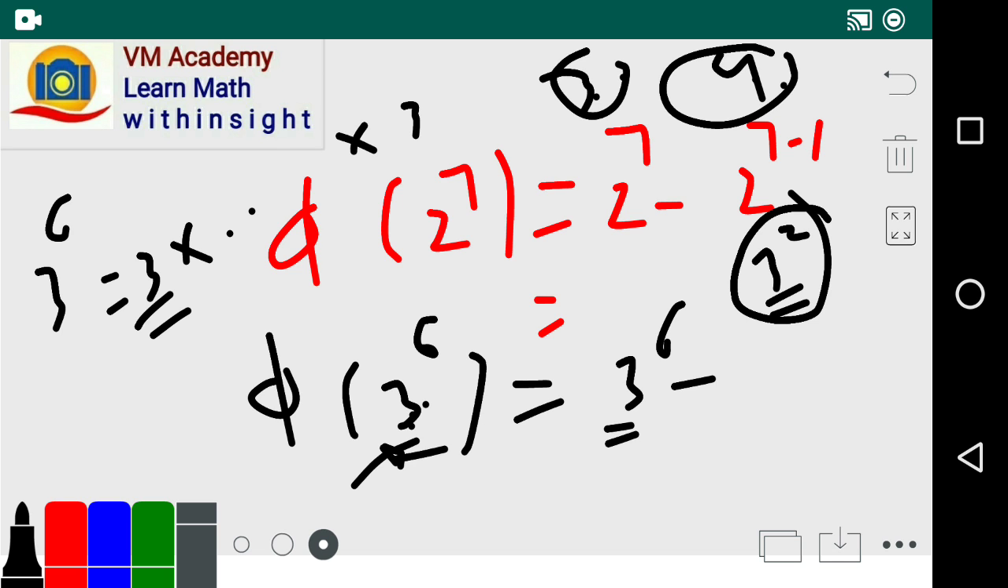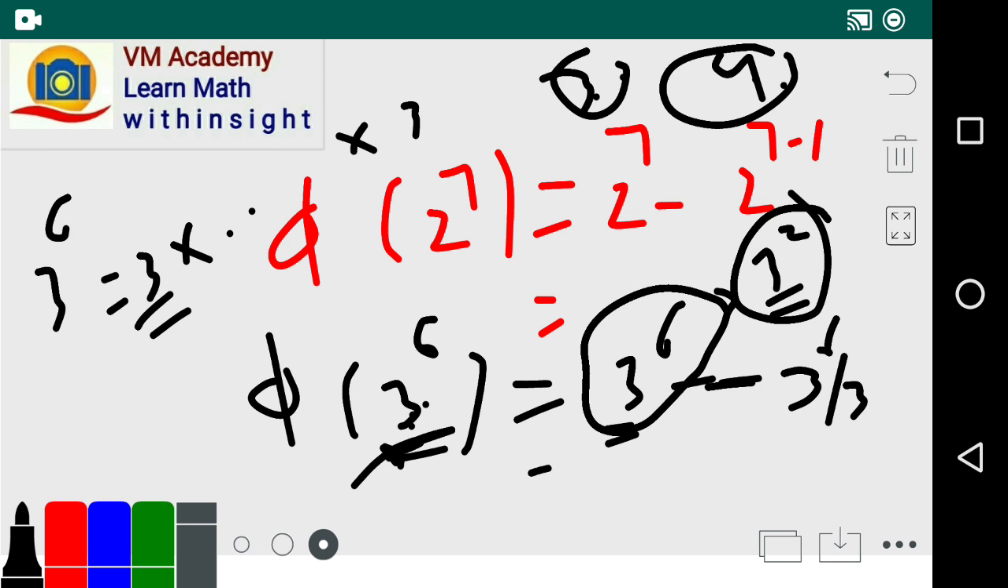So we have to exclude all such multiples of 3 from the total numbers up to 3 raised to 6. That is nothing but 3 raised to 6 divided by 3, and this is nothing but 3 raised to 6 minus 3 raised to 5.